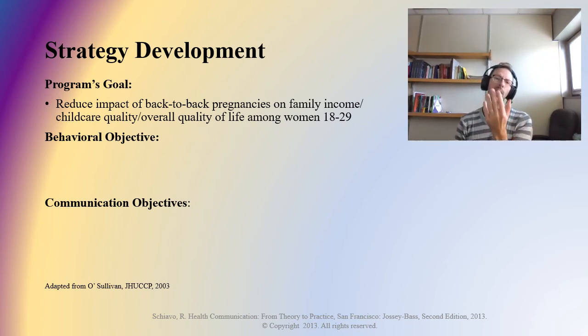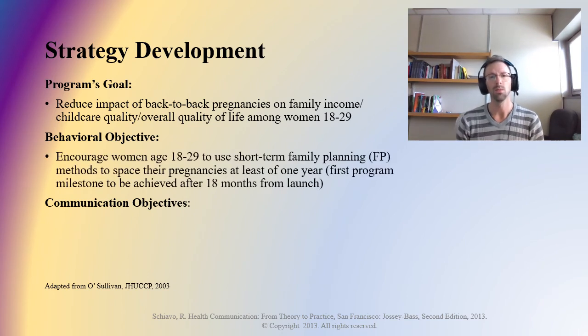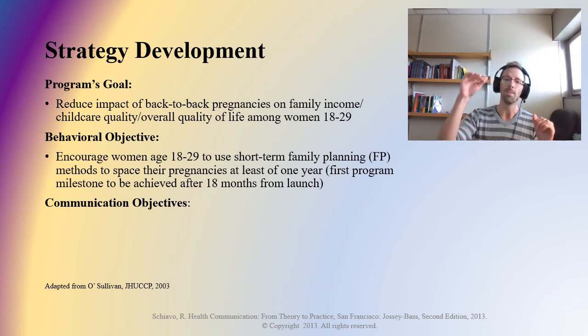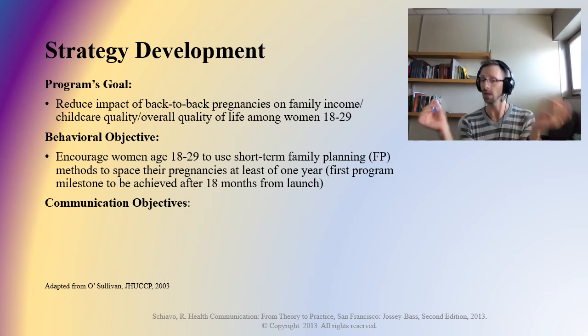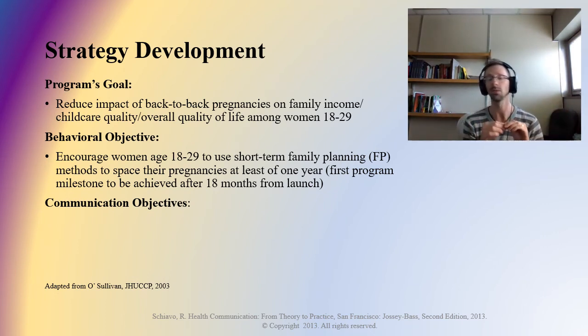So, in order to reach that goal, what's the behavioral objective? Well, it seems like the best thing we could do based on the research, based on what we know about family planning, is to encourage women in this age group, 18 to 29, to use short-term family planning methods to space their pregnancies at least 1 year apart. Then hey, that's a great milestone, right? First program milestone to be achieved after 18 months from launch is seeing if we can measure that kind of effect. Have we increased the amount of time spent between pregnancies? Because again, our goal here is to reduce back-to-back pregnancies for a specific group.